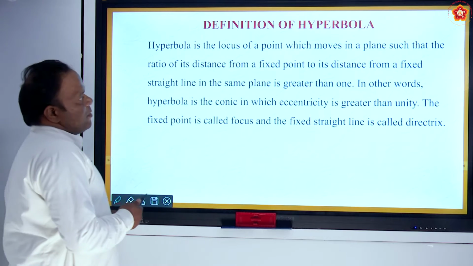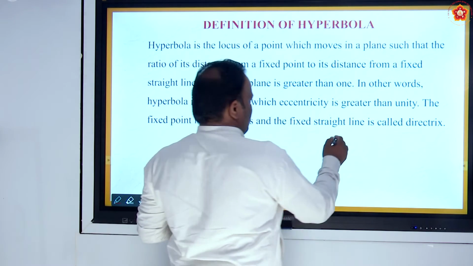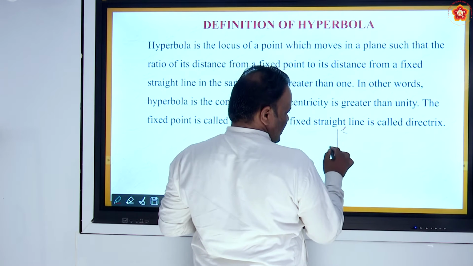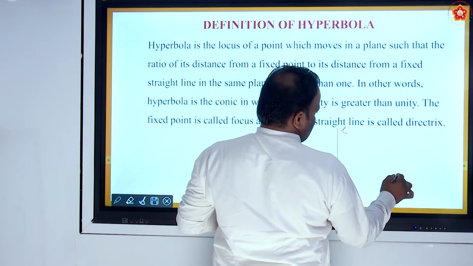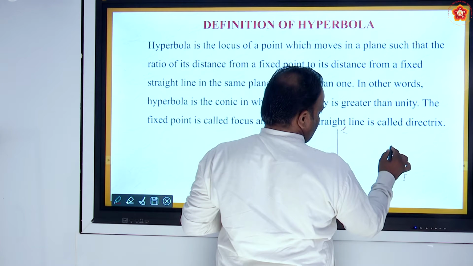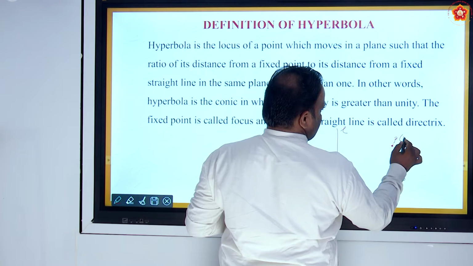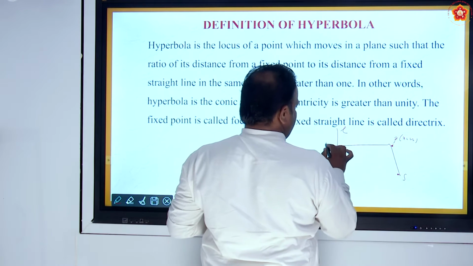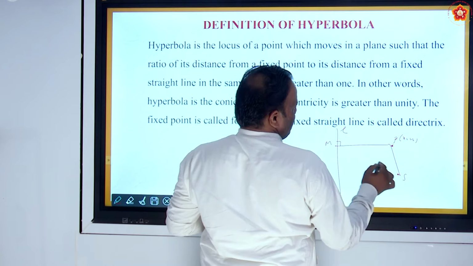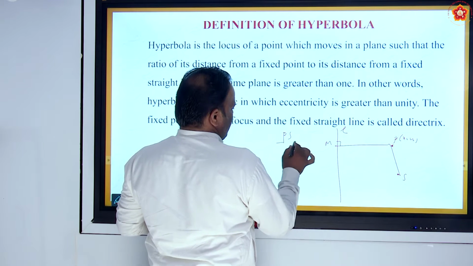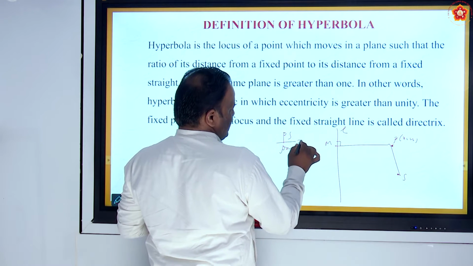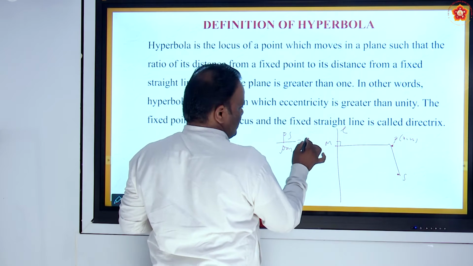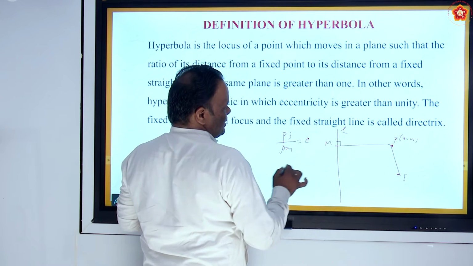So, the definition of hyperbola. We know what a cone is, we already learnt. Let L be the directrix, the fixed line. S be the focus, a fixed point. P is any point, that is (x, y). Join PS and draw PM perpendicular to L. Then PS by PM is nothing but the eccentricity. This is a constant ratio, and this constant ratio is said to be the eccentricity.